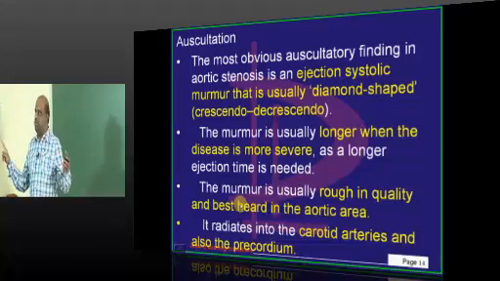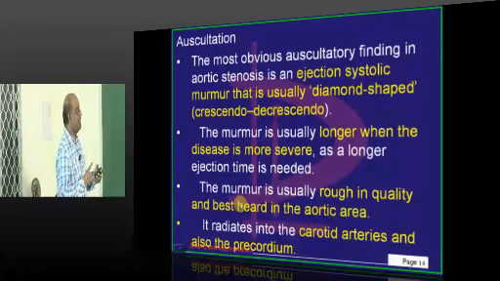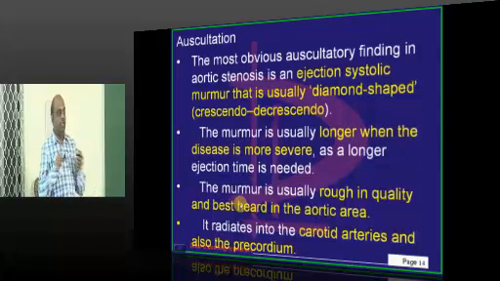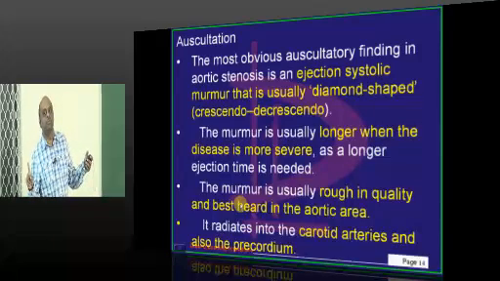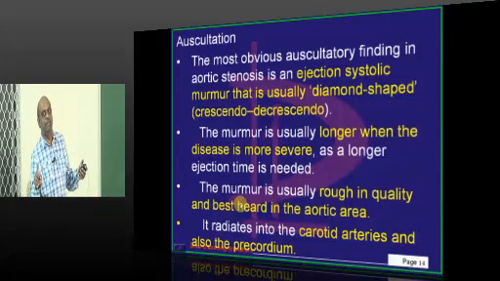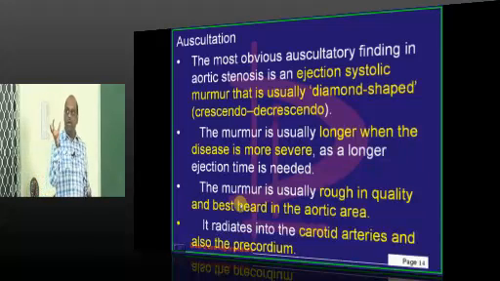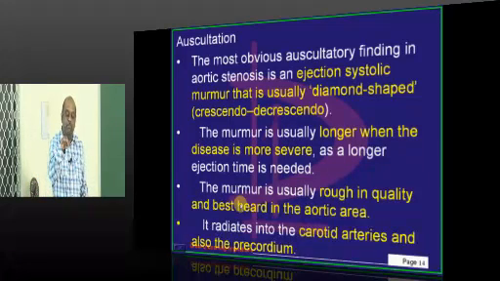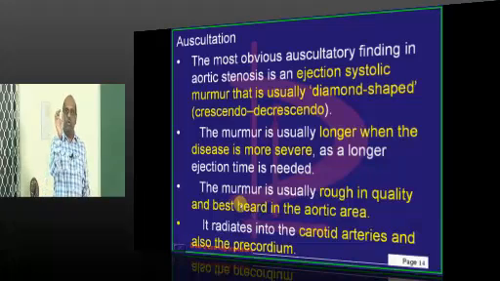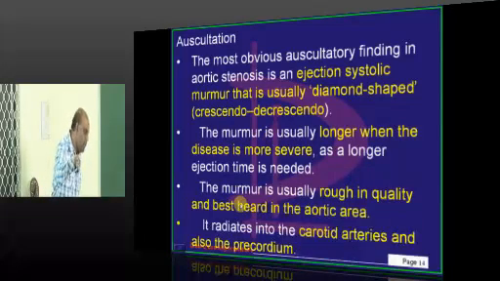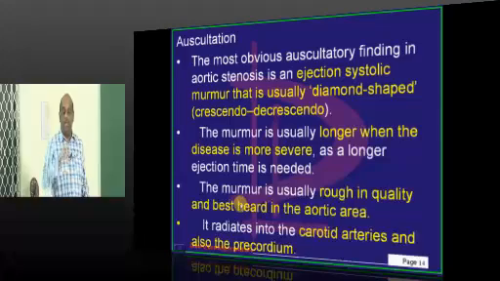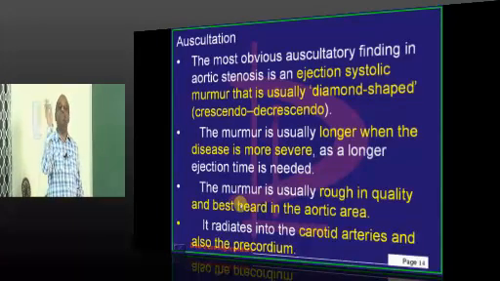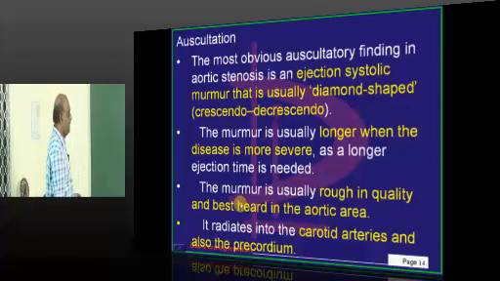Suppose if aortic stenosis is more severe, this ejection systolic murmur also will become longer for the duration which it is heard. What is the reason? Because after all, a murmur is because of the passing of the blood through a stenotic valve. If it is more severe, what will it take? It will take much longer to pass out. Hence, a longer ejection systolic murmur means more severe aortic stenosis.